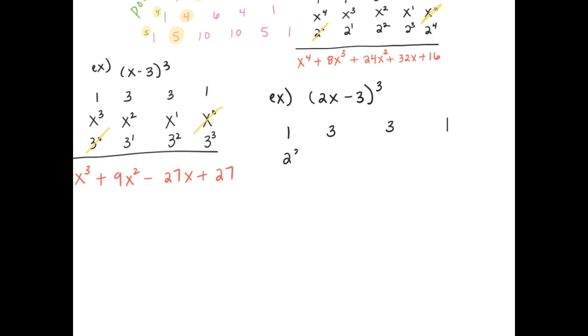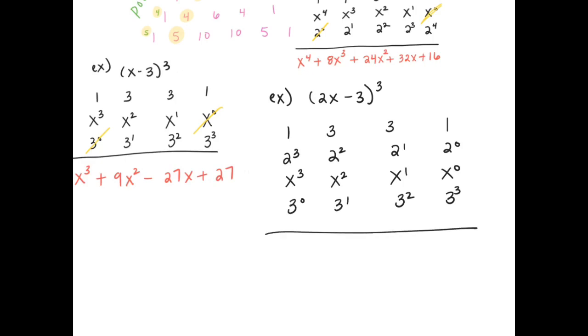So I'm going to take my 2 first. So I've got 2 cubed, 2 squared, 2 to the first, 2 to the 0. Now I'm going to do it again with x. X cubed, x squared, x to the first, x to the 0. Now we're going to go to the 3. 3 cubed, 3 squared, 3 to the first, 3 to the 0.